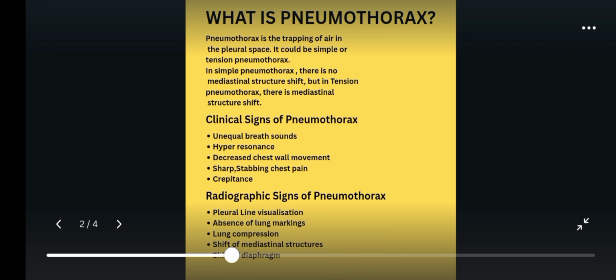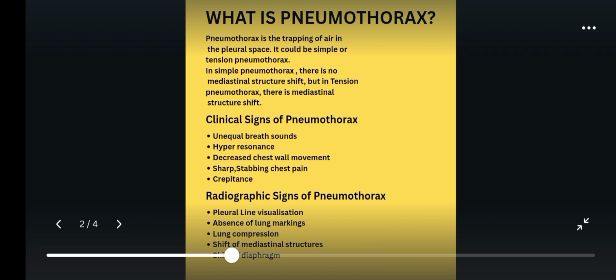So the patient is being sent to the radiology department for X-ray. So what are the radiographic signs we look for in chest X-ray to make this diagnosis? Then we try to see whether there is a pleural line visualization, which tries to separate the air. The pleural line is the border of the lung. It separates the air from the thoracic wall.